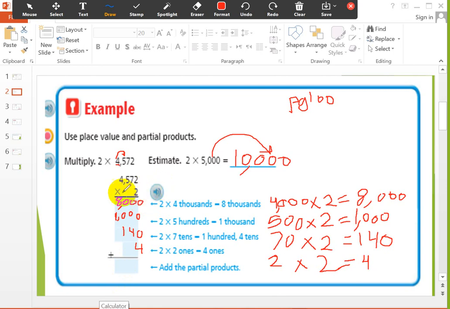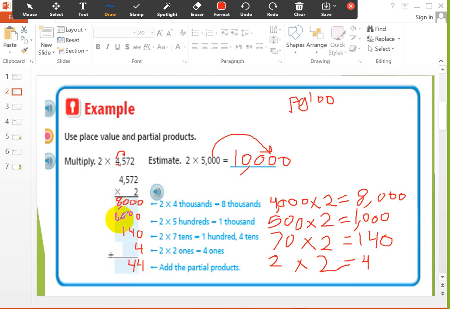Now, I will add all answers. Let's add starting with the ones digit. 0 plus 0 equals 0. Plus 0 equals 0. Now, 0 plus 4 equals 4. So I will write 4 in the ones digit. Now, tens digit. 0 plus 0 equals 0. 0 plus 4 equals 4. So I will write 4 in the tens digit.